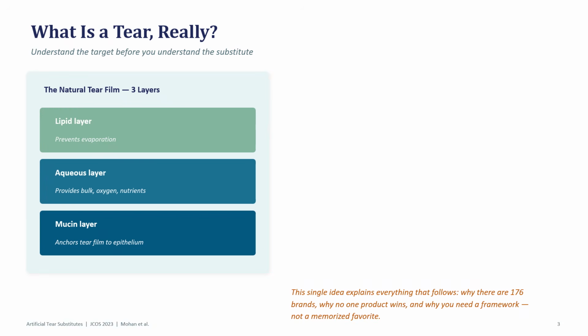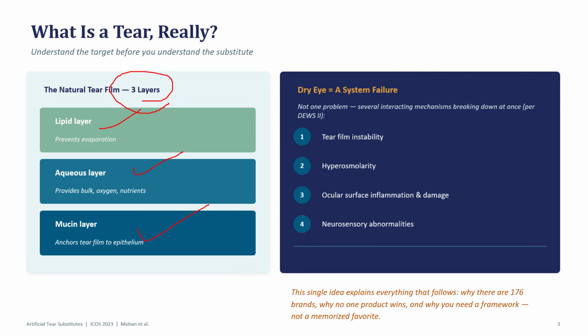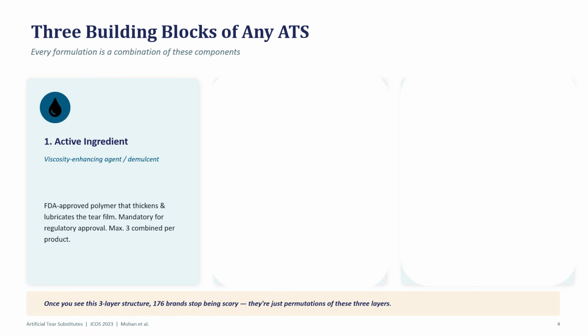Let us learn about the natural tear film. As you all know, it is made up of three layers: the lipid layer, which prevents evaporation; the aqueous layer, which provides the bulk oxygen and the nutrients; and the mucin layer, which anchors the tear film to the epithelium. So dry eye is basically a system failure and not just one problem. So what are all the problems? There is tear film instability, hyperosmolarity, ocular surface inflammation and damage, and neurosensory abnormalities. This is important to classify all the different types of brands which are available in the market.